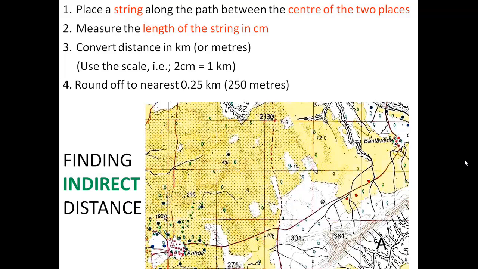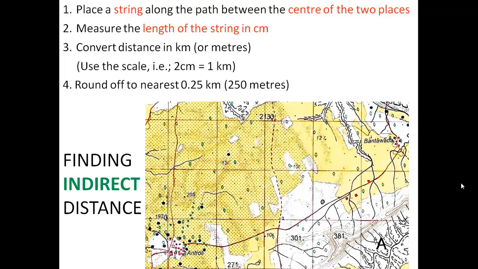Now this method is very interesting. As you can see, there are two villages marked or shown on the topographical map, Bhantewada and Antroli. In this method, we will not be using the ruler at first. We are going to use a thread. As you can see, there are many cart tracks and pack tracks connected between Antroli and Bhantewada.